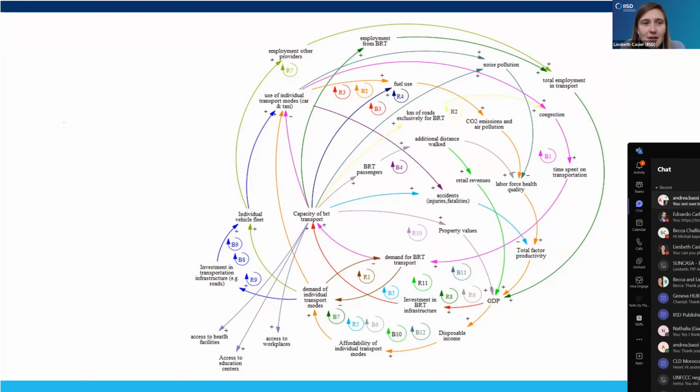There's another question on how you modeled the shift from individual transport modes to the BRT, and whether you model this as a Bass diffusion model. Maybe specifically on that one, I don't know, Michael, if you would want to come in first, or Andrea.